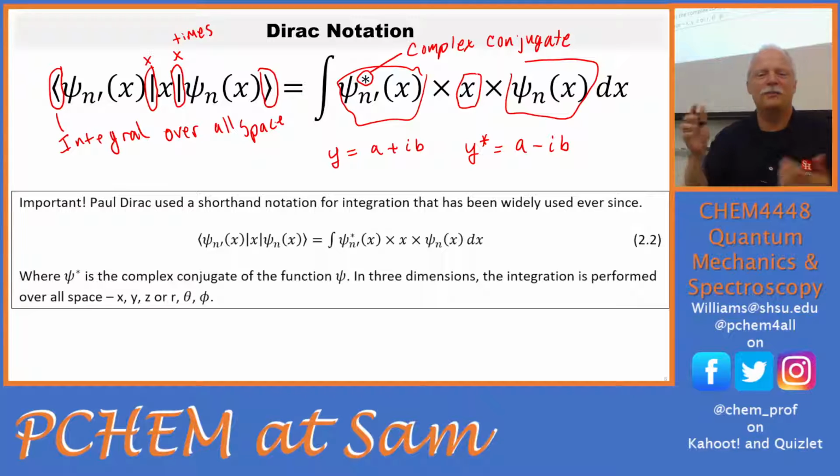Okay, now over all space, that could be in xyz, or it could be r theta phi if you're in an atomic coordinate system or spherical polars. But we're going to keep this simple and just do it in one dimension. So for our rules today and next week, it's just going to be over x. So the integral over x from minus infinity to positive infinity is the integral over all space. If we're in a box, it's just from the left side of the box to the right side of the box. And we want it centered on 0, so it'll be from minus L over 2 to L over 2, and that's all space for us. Okay.